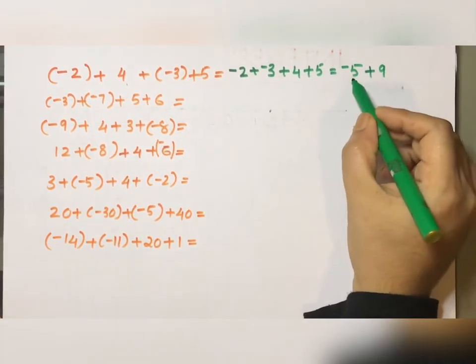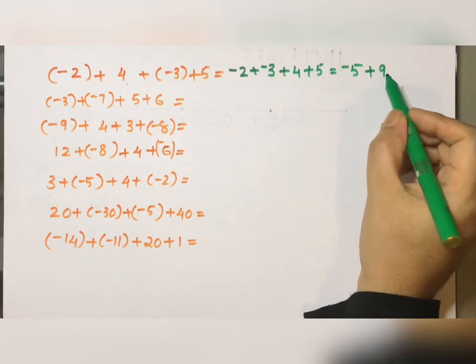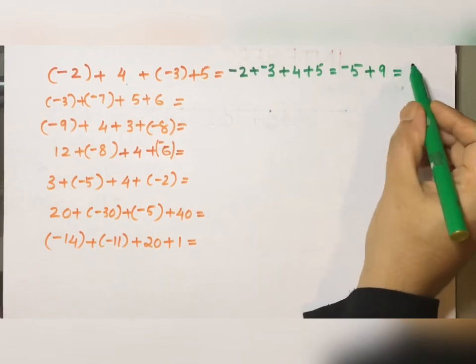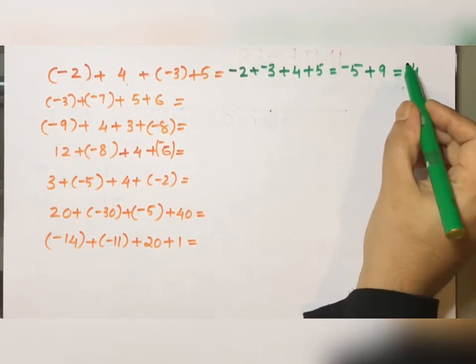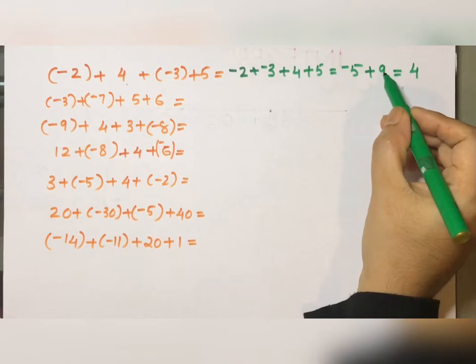So now one is positive and one is negative. So subtract. 9 minus 5 is 4. It is positive because the bigger number is positive.